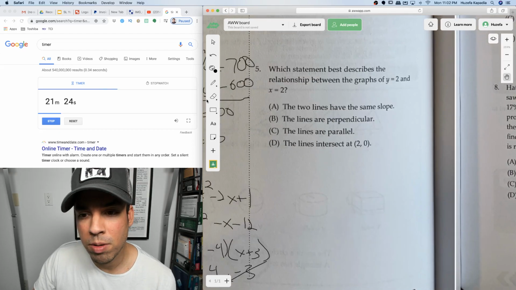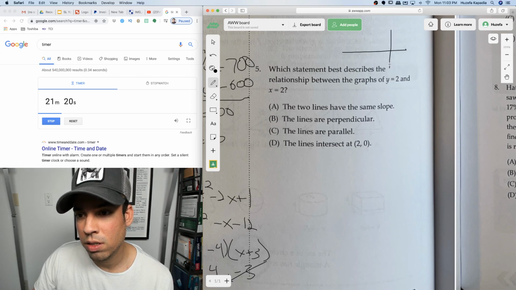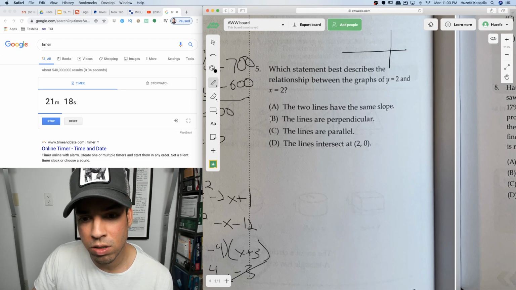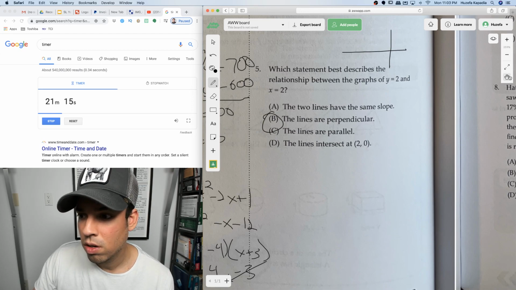Okay, which statement best describes the relationship between the graphs of y equals 2 and x equals 2? Y equals 2 and x equals 2. That's it. They intersect. They're perpendicular. Done. Because one's horizontal, one's vertical. And they don't intersect at (2, 0). They intersect at (2, 2).